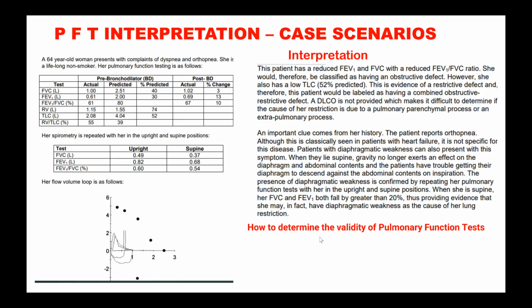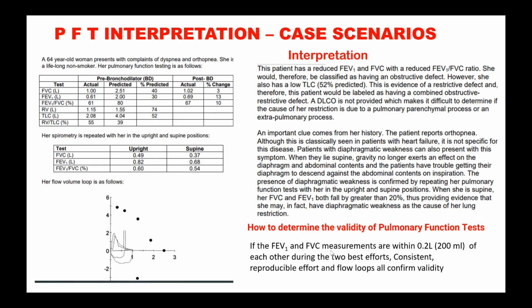So how do we determine the validity of this function test? That is what I told you, just like finding out internal consistency in ABG. This is the important factor to find out whether the FEV1 and FVC measurements are within 200 ml of each other during the two best efforts, consistently able to reproduce the responses.